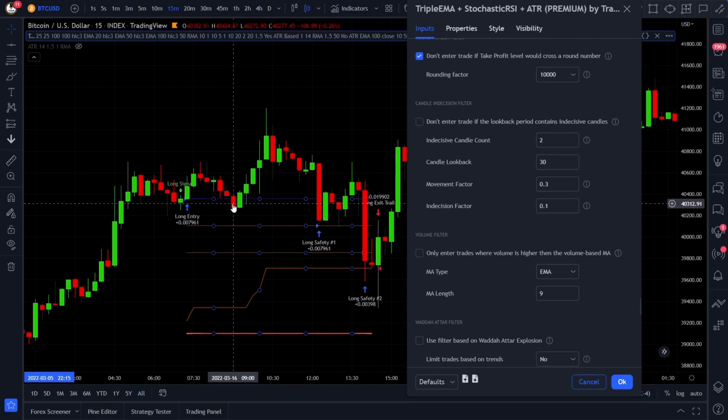Taking a look at the chart at an indecisive candle pair, you can see that their price movement from open to close is around 0.35%. So I would set the minimum value of the movement factor to 0.3%.